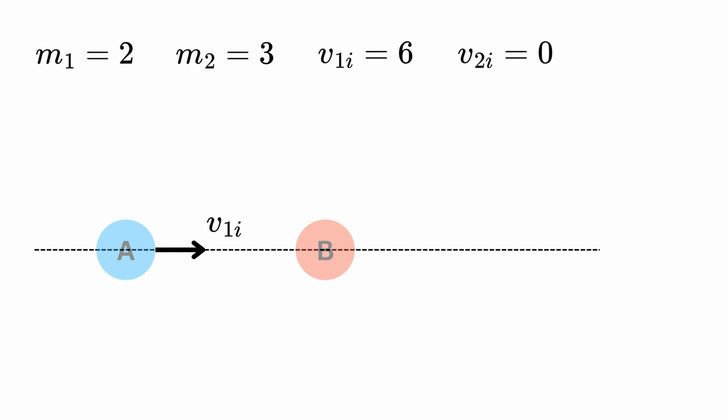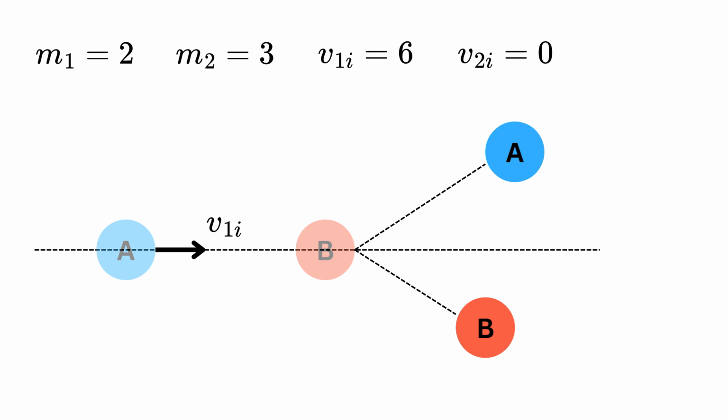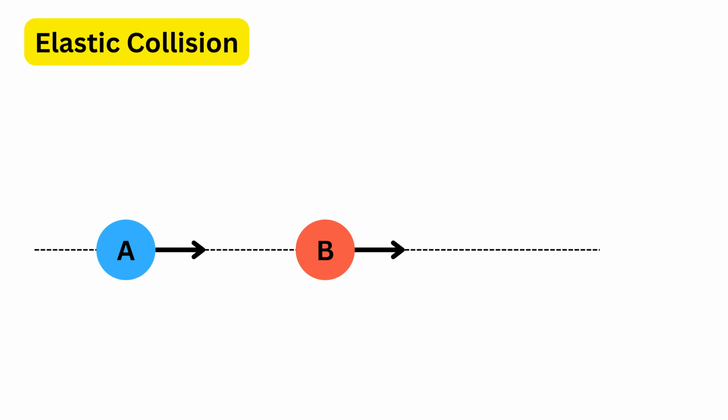After the collision, ball A is observed to move at an angle of 30 degrees above the original line. Find the speeds and directions of both balls after collision. Okay, before we solve this question, let us first discuss what an elastic collision is and what are its properties.